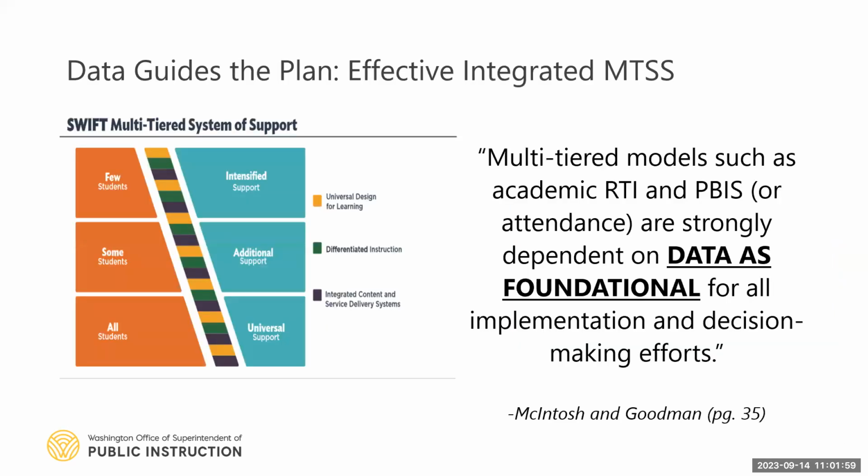So before we get into some examples of data, I really want to zoom out again and remind folks, if you're doing the work of building multi-tiered systems of support, academically, behaviorally, and integratedly, you cannot do this work without good data. Data is foundational to all the implementation and all the decision-making, whether it be student outcome data like attendance, or process measures like a really good attendance TFI or a PBIS TFI, or walkthroughs, learning walks. So I just want to highlight that from McIntosh and Goodman.